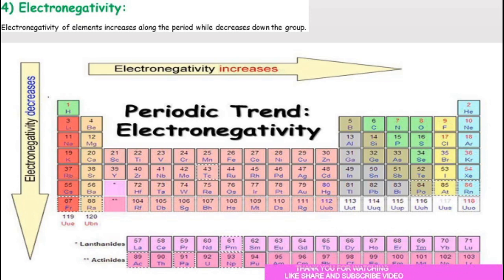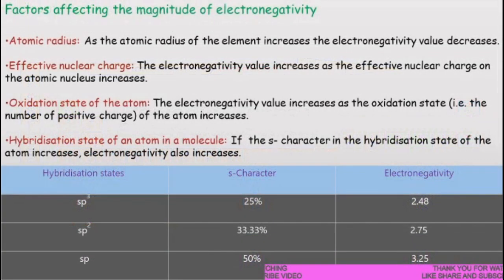It also depends on the atomic size. Here are the factors affecting the magnitude of electronegativity: atomic radius, effective nuclear charge, oxidation state of the atom, and hybridization state also. These factors affect the electronegativity. As the atomic radius of the element increases, the electronegativity value decreases. Atomic radius decreases from left to right and always increases from top to bottom. That's why electronegativity decreases from top to bottom and always increases from left to right.